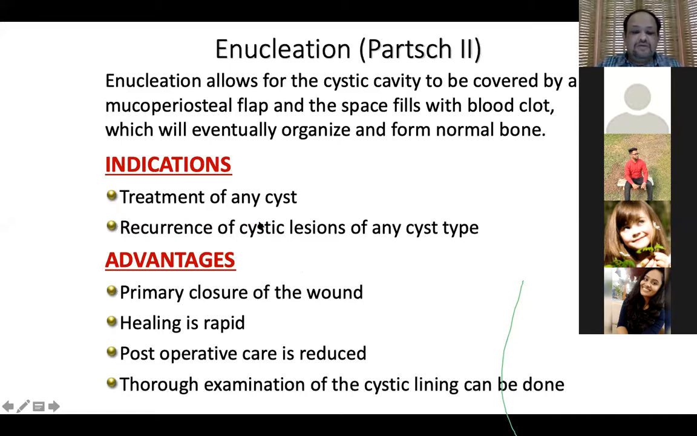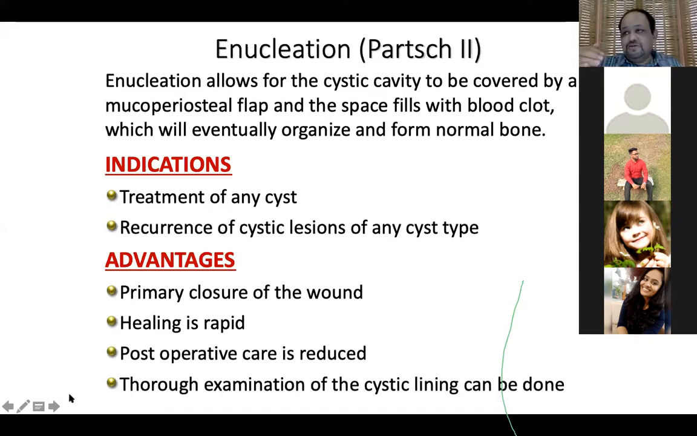Okay. You have to enucleate. When you enucleate it, you have to make sure that you are removing everything. You can put a bone graft over there, or you can put PRF, right? And that will lead to a good secondary bone healing formation, and it will be very beneficial for the patient, right? The post-operative care is reduced.